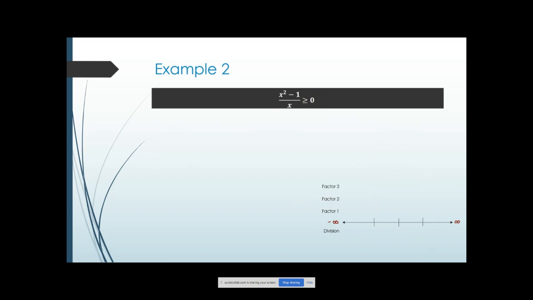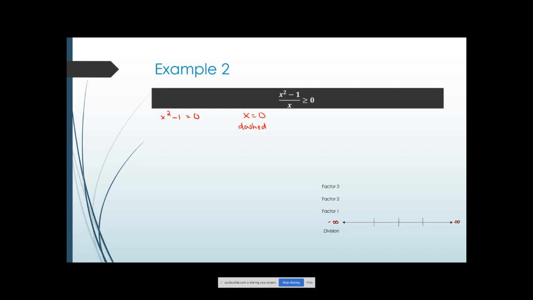Here's example 2. We have x squared minus 1 over x, which is greater than or equal to 0. So again, we're looking at the numerator and the denominator. So where the top is equal to 0, so that's x squared minus 1 equals 0. And then where the denominator is equal to 0, which is x equals 0. And that one is going to be dashed because it's the denominator.